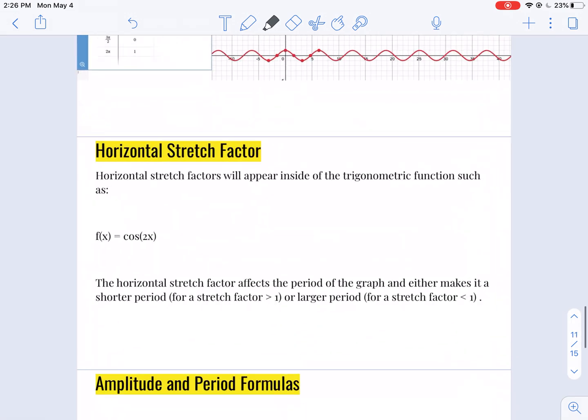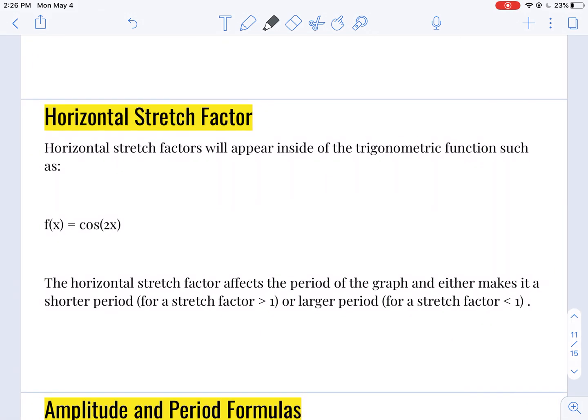Now, a horizontal stretch factor. Horizontal stretch factors appear inside of the trigonometric function, such as cosine of 2x. Now, this is a lot like what we learned in October. We saw horizontal stretch factors for the first time this fall, but what's different is a horizontal stretch factor in the fall was a lot like a vertical stretch factor. It was just a matter of where we chose to place it. We could make a function look the exact same depending on if it was a horizontal or vertical stretch factor. That's no longer the case.